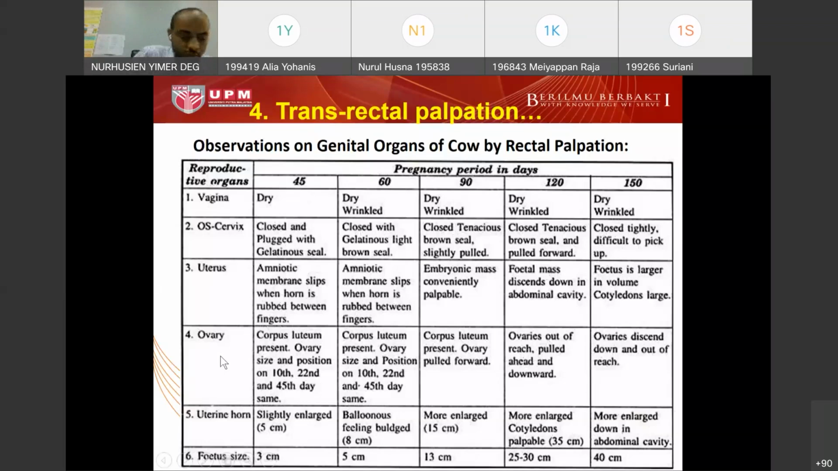So let's talk about the other method of pregnancy diagnosis, which is ultrasound.